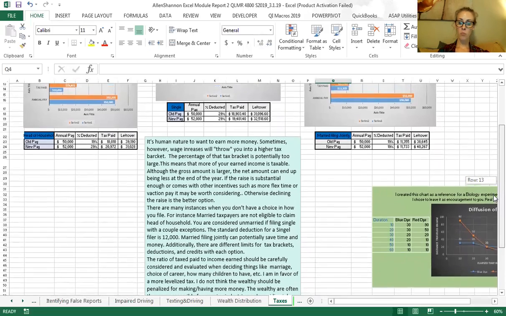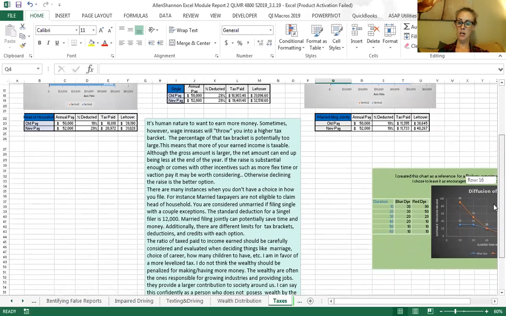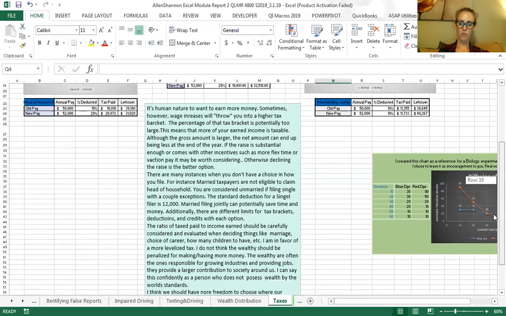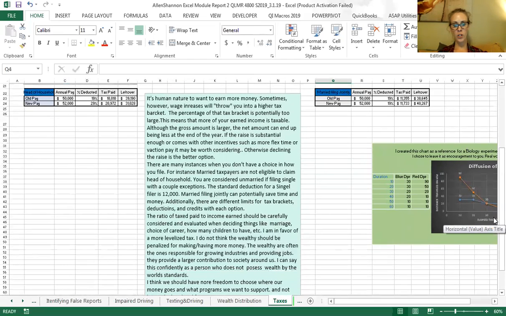I'm in favor of more levelized tax. I do not think the wealthy should be penalized for making or having more money. The wealthy are often the ones responsible for growing our industries, for providing the jobs for those of us who don't have as much money. They provide a larger contribution to our society as a whole around us. And I can say this confidently as a person who does not possess wealth, by the world standards anyway.